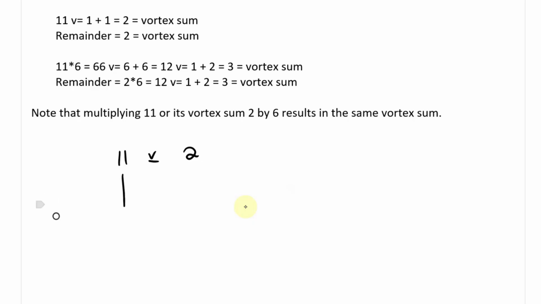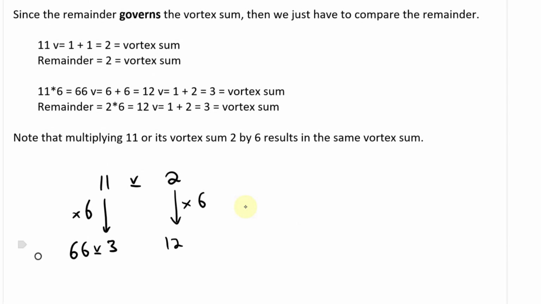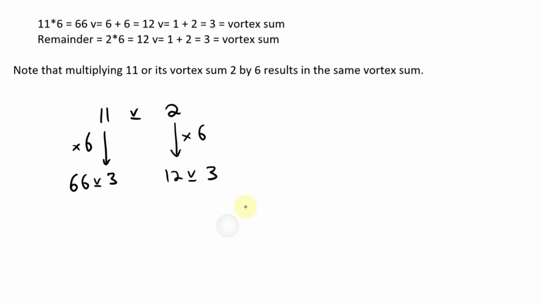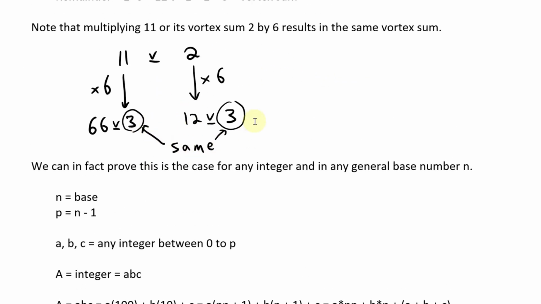Now if we multiply 11 times 6, we get 66, and then this V, the vortex sum, is going to be equal to 3. And we could have done the same thing here. So times 6 over here, and then we're going to have 12. V equals 3. So these are the exact same. Yeah, and here I just quickly rewrote this. So these are the exact same stuff.